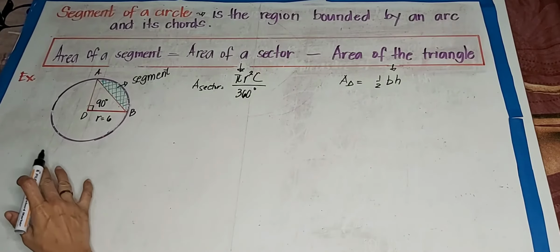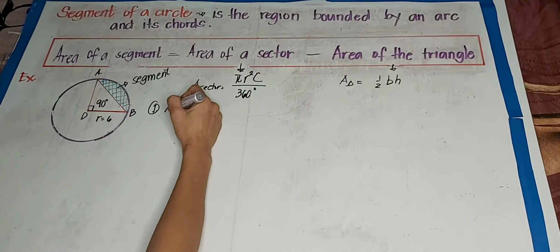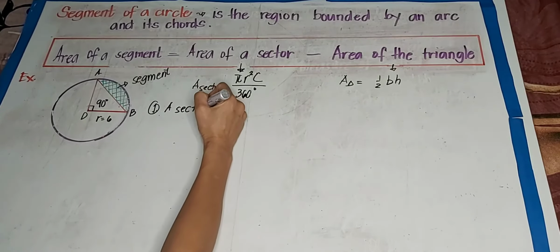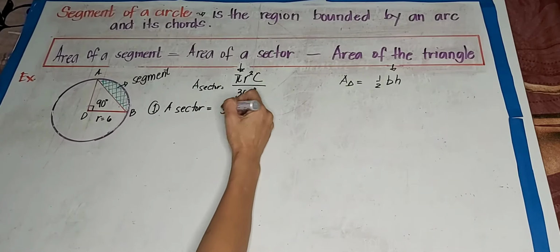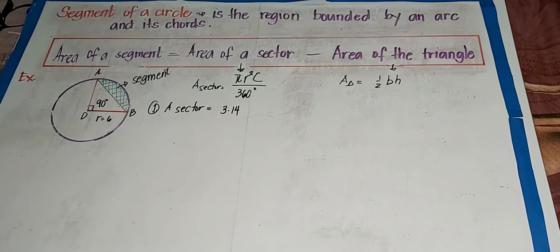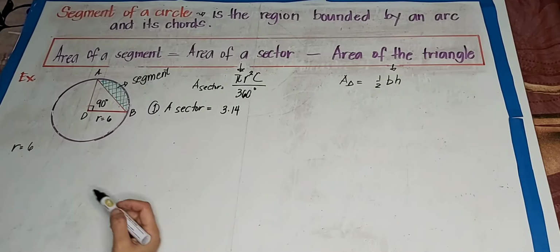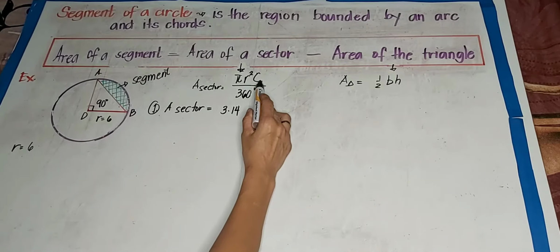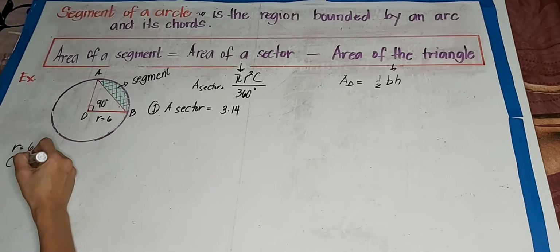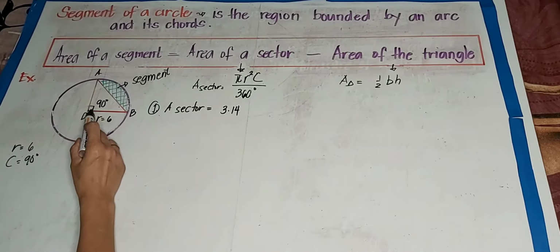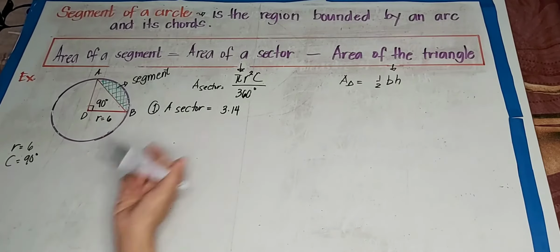So, let's compute now for the area of this segment. Step 1. Hanapin natin ang area of the sector. So, yung pi natin, that's 3.14, right? Yan yung value ng pi. Our radius from the given is 6. And our C, which is the degree measure of the arc, is 90 degrees. Since 90 degrees ito, central angle siya, so yung arc ay 90 degrees din.